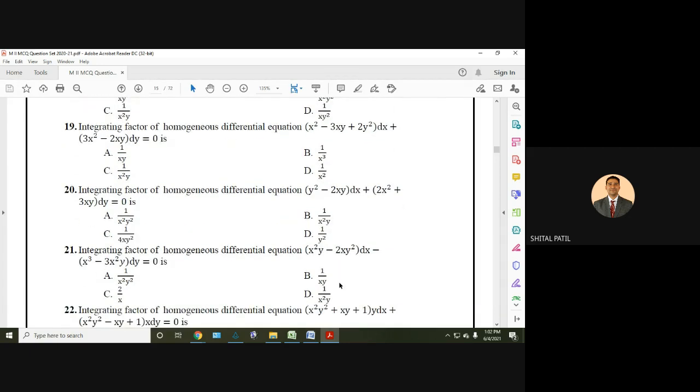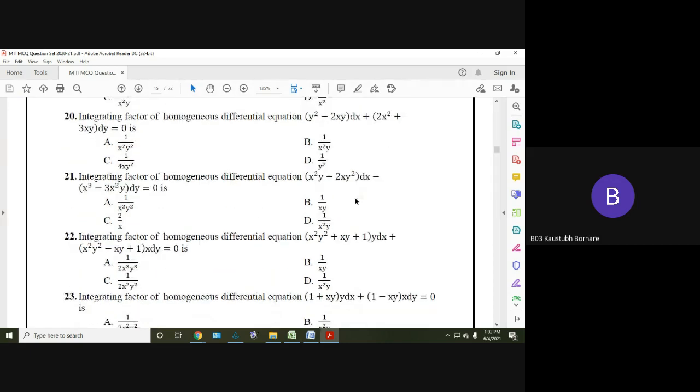Example number 21. It is also homogeneous. Write with me. Differential equation is homogeneous. Therefore, integrating factor 1 upon xm plus yn. That is 1 upon xm. From 21 I have to write it.